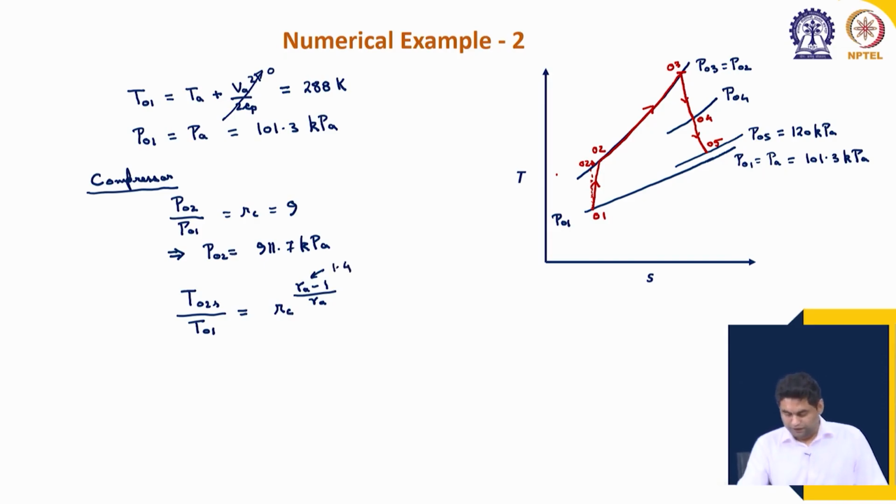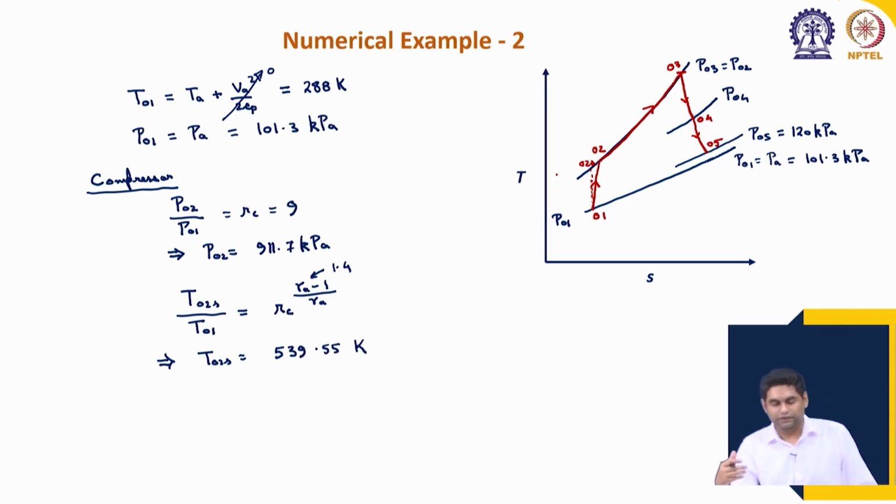So, if you plug in the values, you get a value of T02s with all other known values. This comes out to be equal to 539.55 Kelvin. Okay. Now, we know the next step, we can now use the isentropic efficiency of the compressor to find the actual temperature or actual state of the compressor exit or compressor outlet.